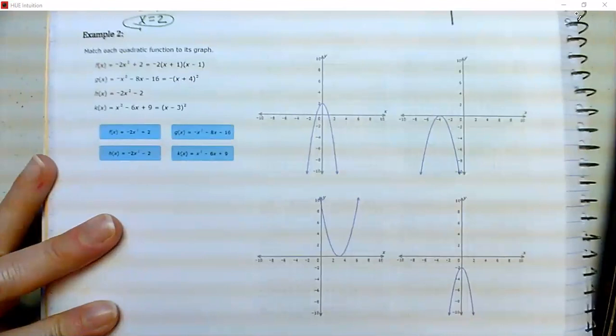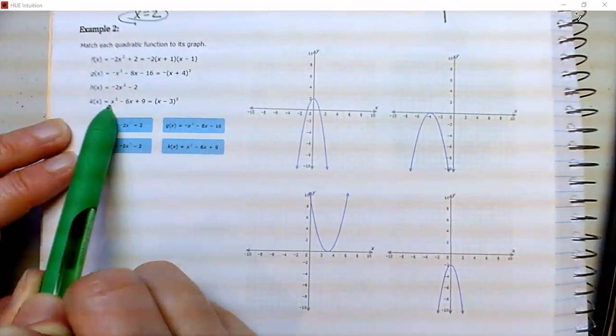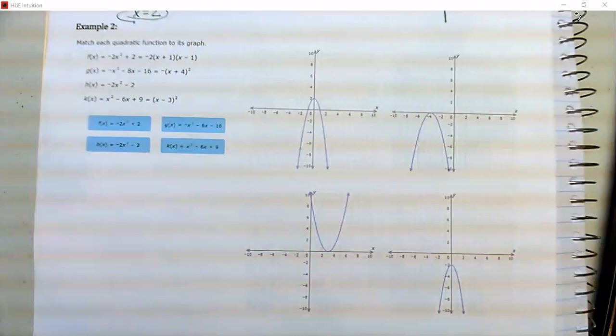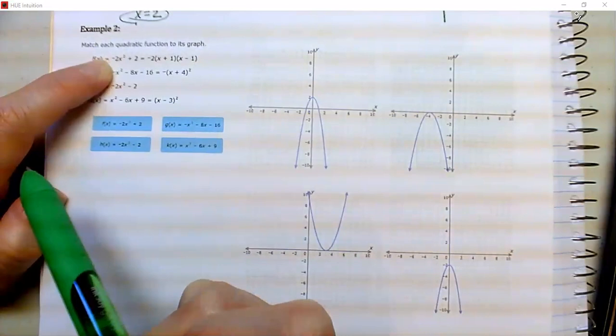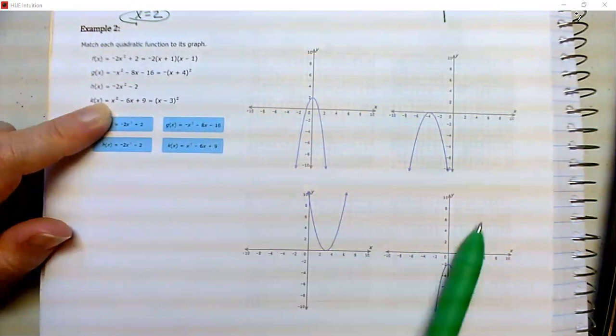So let's go through these. I've got f of x, g of x, h of x, and k of x. Let's look at the values of A and see if we can start trying to figure out which ones are which just by looking at A. So in f of x, A is negative, g of x, A is negative, h of x, A is negative. But if I look at k of x, A is positive. It's a positive x squared. And if I come over here and look at these graphs, there's only one of them that opens up, right?